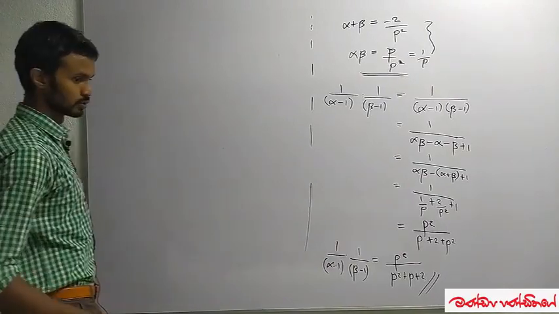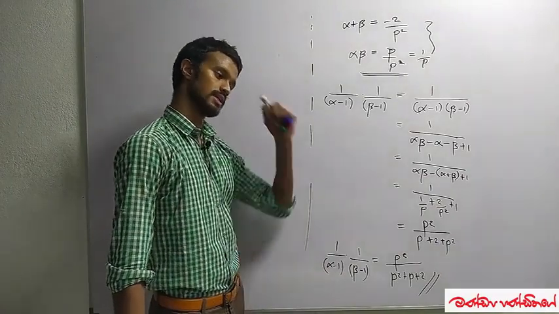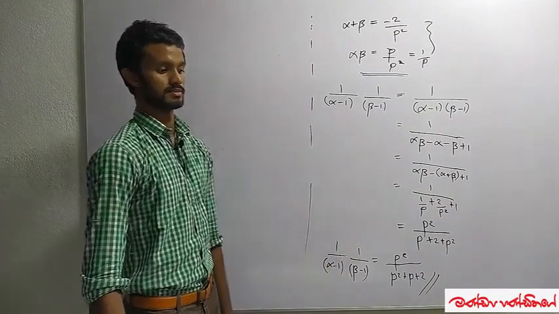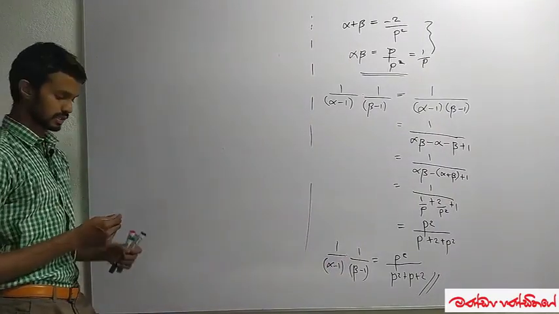They're asking us to show that also the quadratic equation whose roots are alpha over alpha minus 1 and beta over beta minus 1 is given by this equation, and that both of the roots are positive. We have to show that both of the roots are positive.